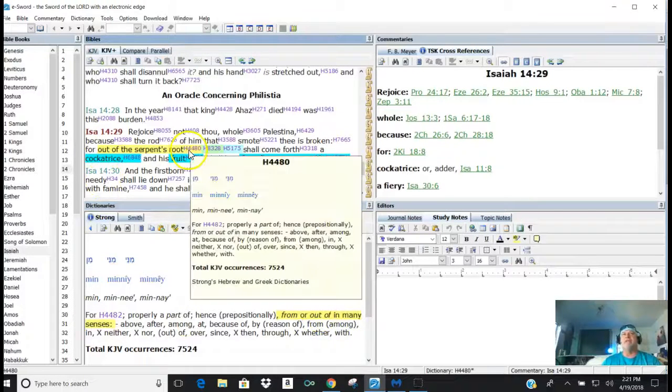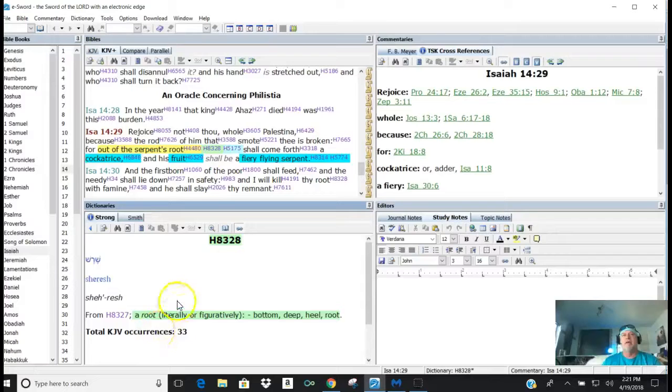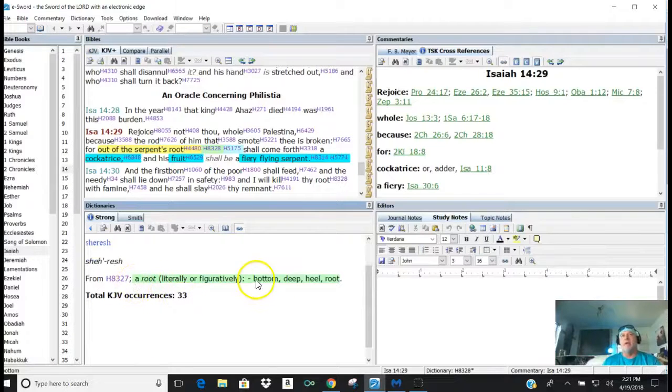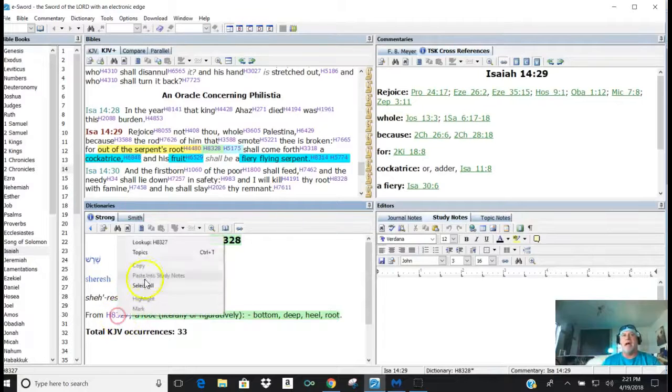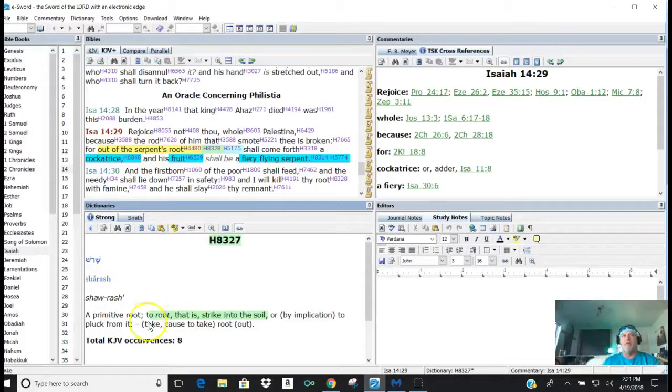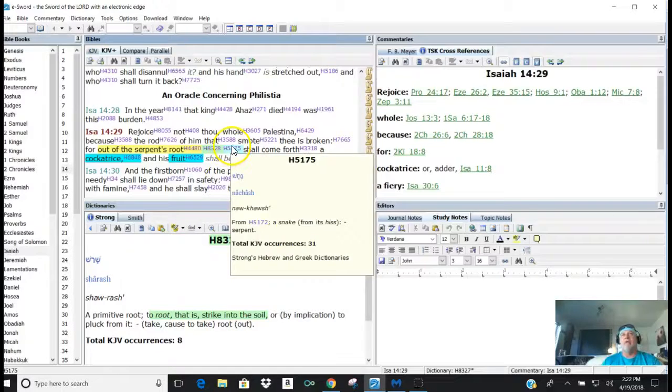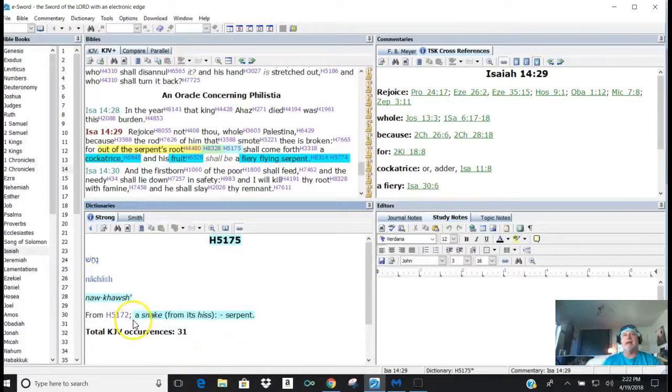So out of the serpent's root, here's the word root. It means root from the bottom, deep heel root, and then we'll walk it back to the origin of the word. It means to root, that is, to strike into the soil, to cause to take root. And then we'll look at the serpent, a snake from its hiss.